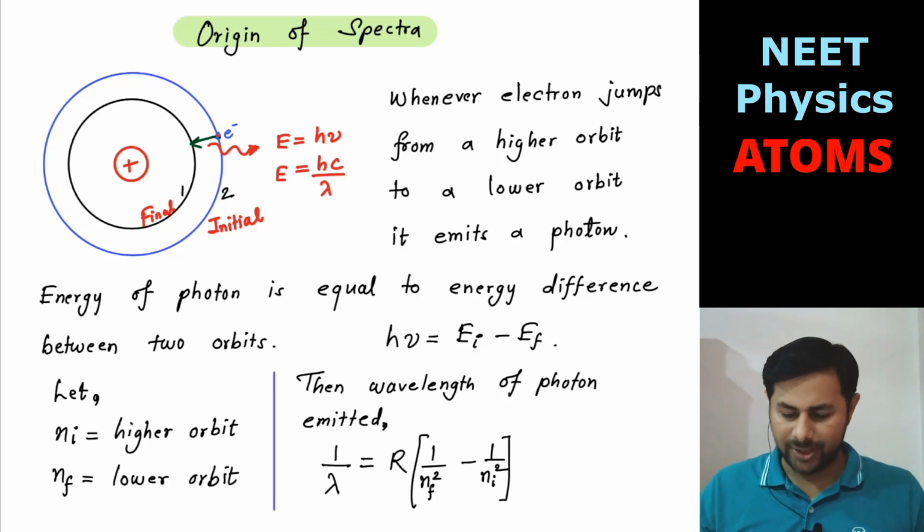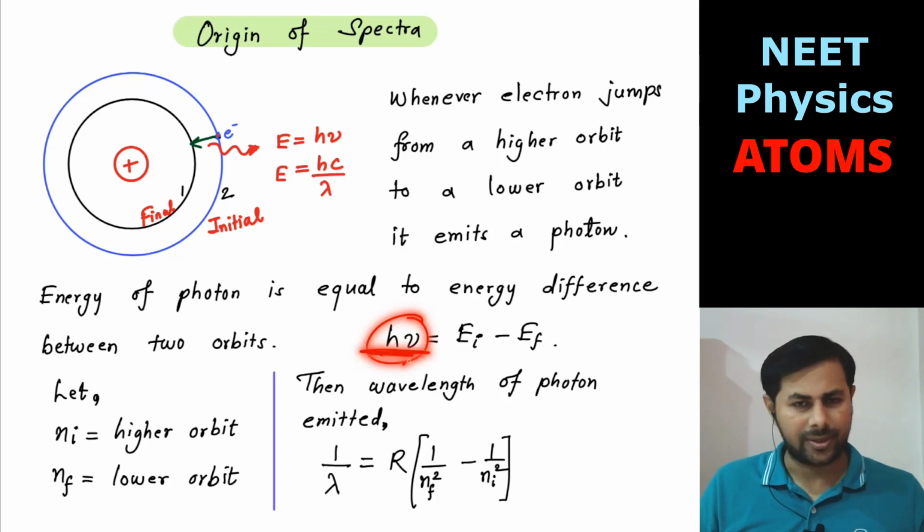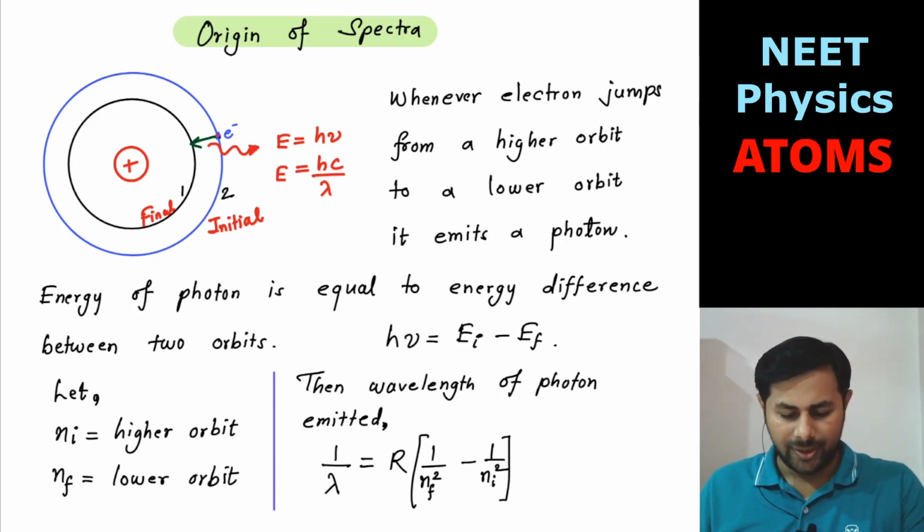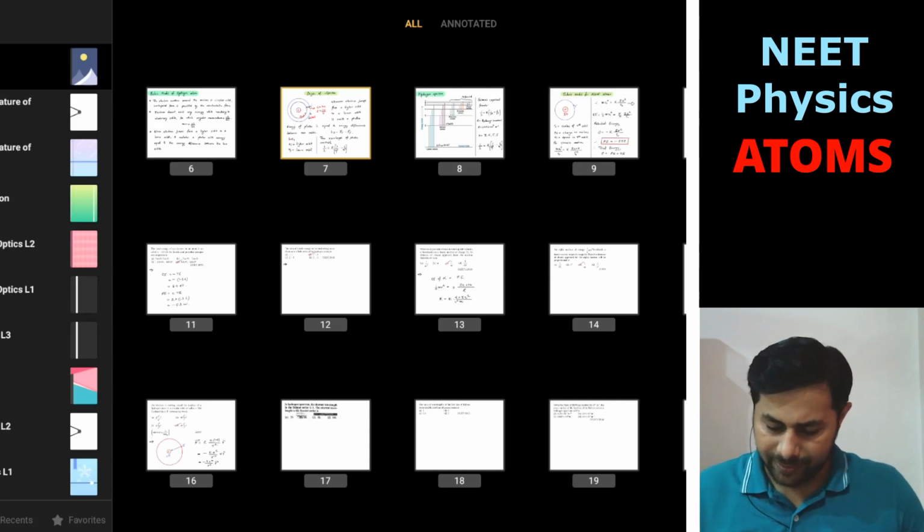So the frequency of the photon emitted would be largest, because we know that energy is equal to h nu, where nu is the frequency. Energy is largest means frequency is largest, and if frequency is largest, wavelength would be shortest. So shortest wavelength means the electron jumps from infinity. And when would the wavelength be longest? When the electron jumps from just the next orbit. This thing is clear, everyone?